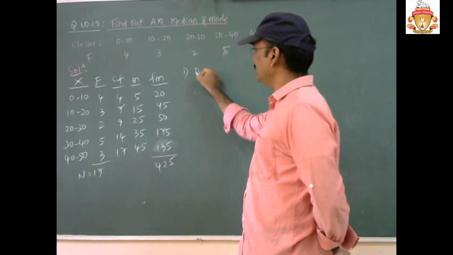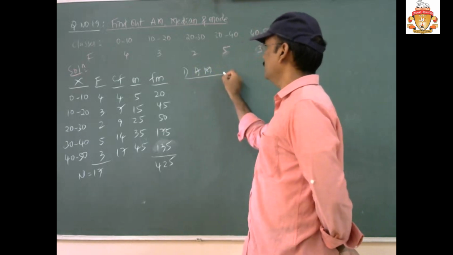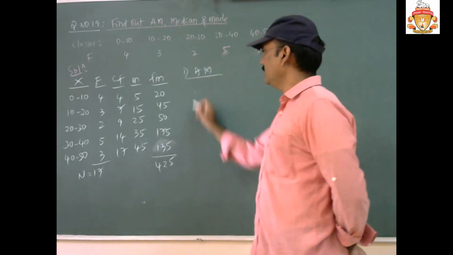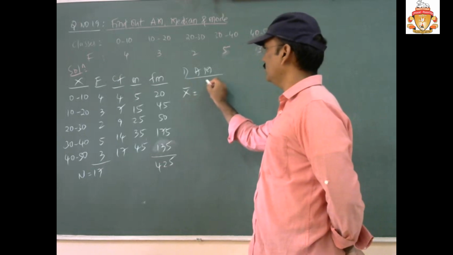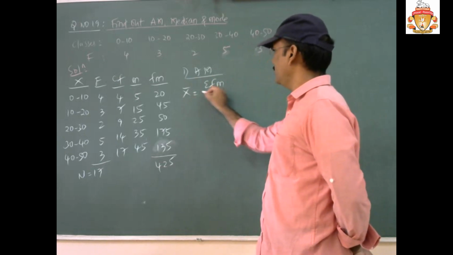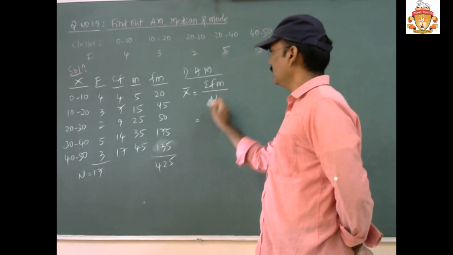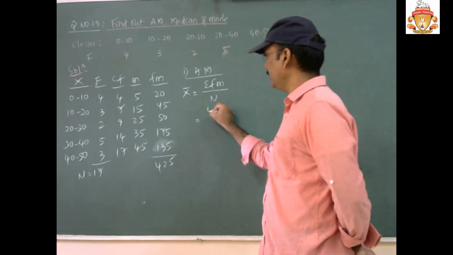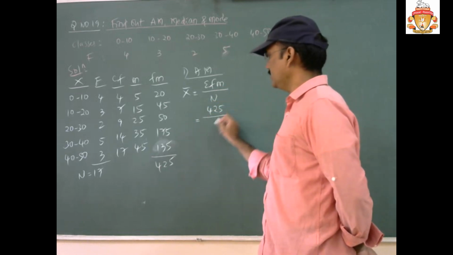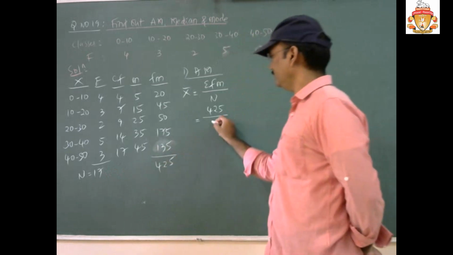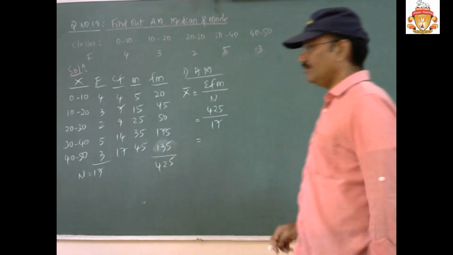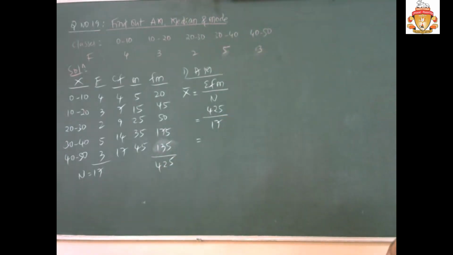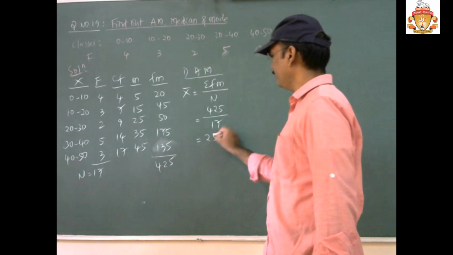First, one by one. First one is arithmetic mean. What is the first question? Arithmetic mean. The formula is x bar equal to summation of f into m divided by n. What is the summation of f into m here? 425. What is n? N is here 17. So 425 divided by 17. Answer is 25.